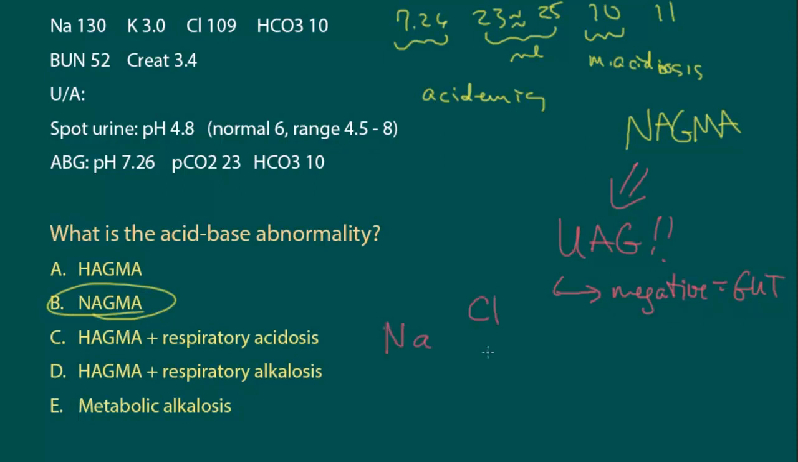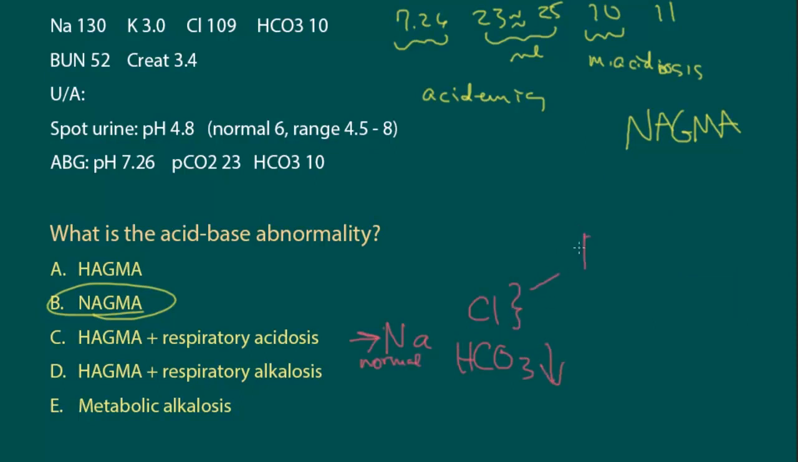If you have a low bicarb and it's offset by a high chloride in the setting of a normal sodium, then you probably have an AGMA. If you have a low bicarb with a normal chloride in the setting of a normal sodium, then you have a HAGMA. And you can look at this just by seeing how anion gap is calculated. Sodium minus the sum of chloride plus bicarb.